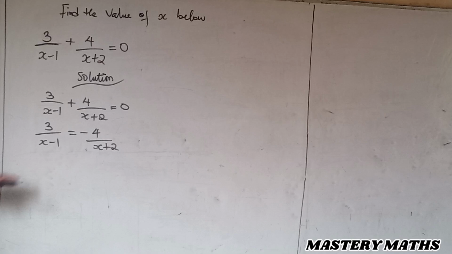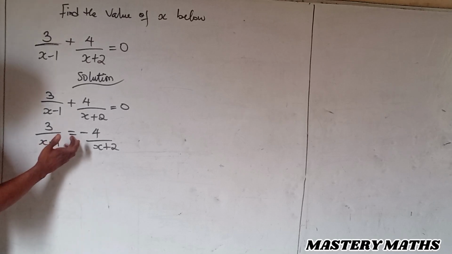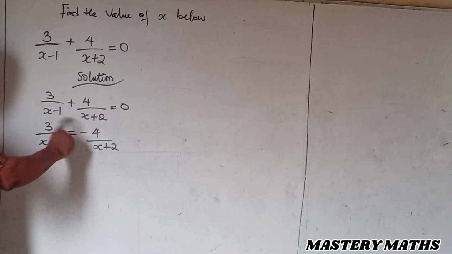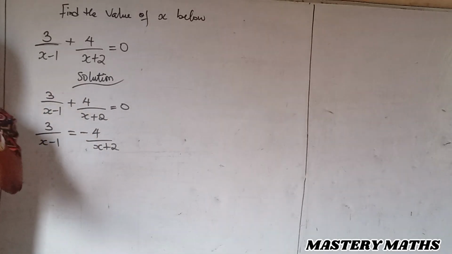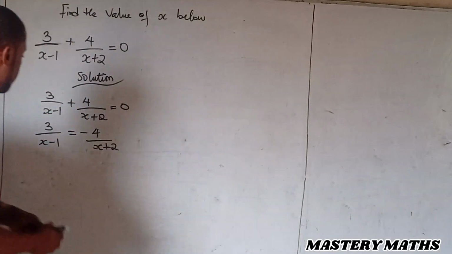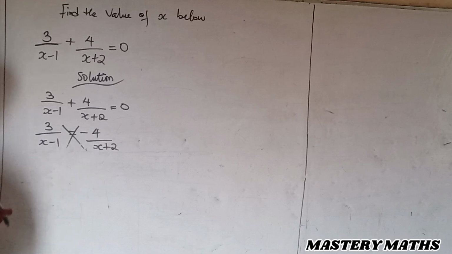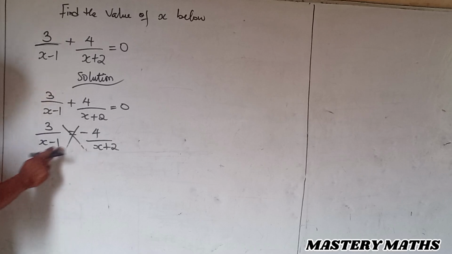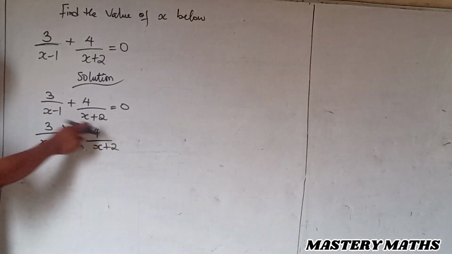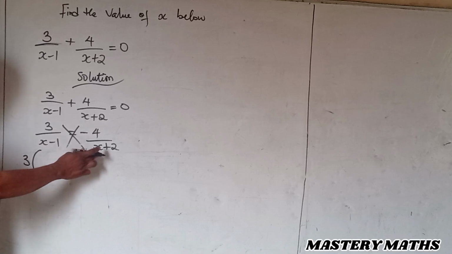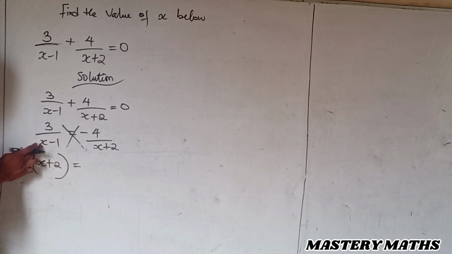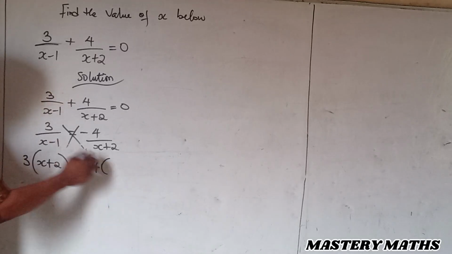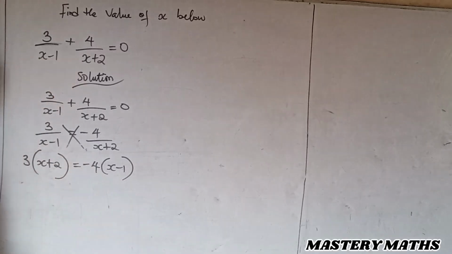Have you seen it? Now, having done this, whenever you have an equality sign between two fractions, the next thing that should come to your mind is cross multiply. You cross multiply: this to multiply this, and this to multiply this. So now let's use this to multiply this. This will be 3, open the bracket, x plus 2, close the bracket. You put the equality sign. This times this will be minus 4, open the bracket, x minus 1, close the bracket.